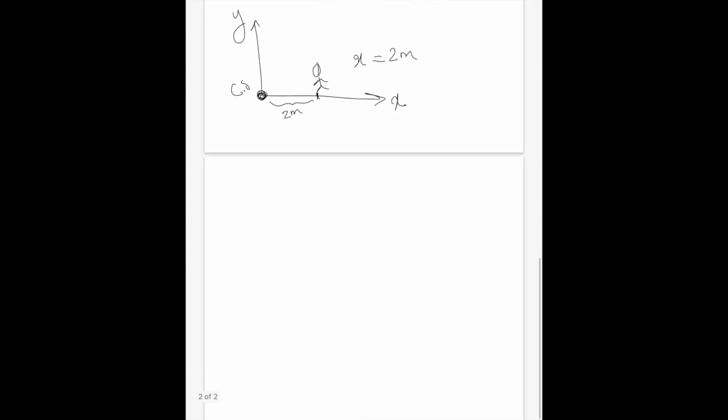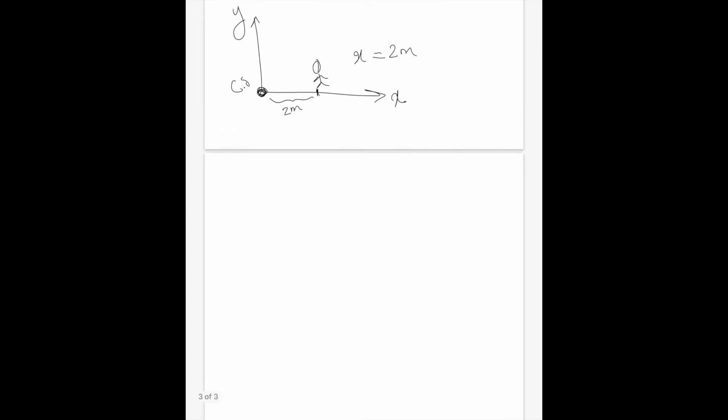And if in a different coordinate system, I say no, I want to assume that the bus stop is at the origin, then I am standing in the bus stop and my position now is 0.